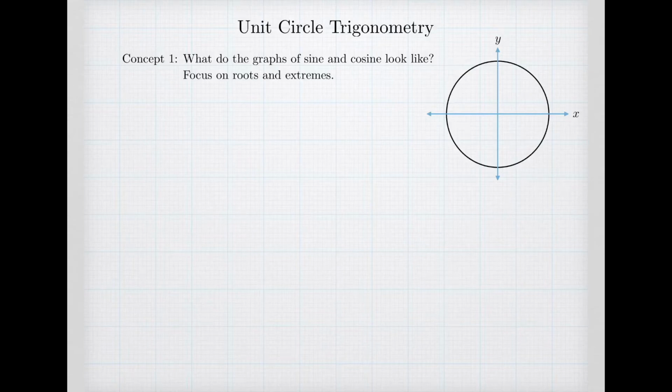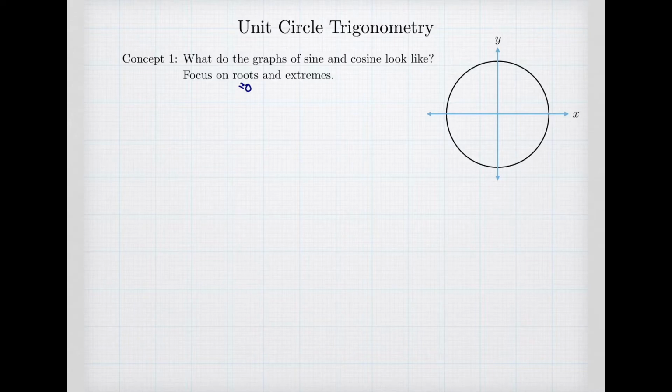With this understanding of how the unit circle is related to trigonometry, we're ready to talk about the graphs of the sine and cosine functions. The way that we're going to think about this is we're going to focus on the roots and extremes of the sine and cosine. By roots, I mean where does the function equal 0? And by the extremes, I'm interested in where the function is at its highest and lowest point.